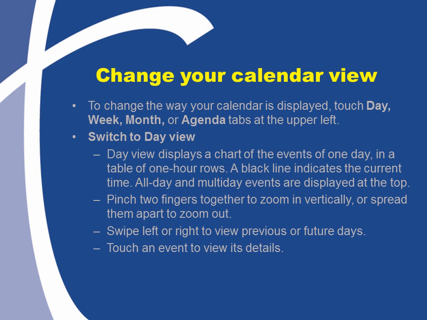To change a calendar view, there's several different views that you can have. You have day, week, month, or agenda tabs in the upper left. To switch to a day view, you just simply touch on day, and then it's going to basically show you the day broken down by every half hour with a black line scrolling through, basically telling you this is where you're at in the course of your day. You can pinch two fingers together to zoom in vertically, or spread them apart to zoom out. Swipe left or right to view previous or future days, and when you see an event that you want to know a little bit more about, all you have to do is touch it.